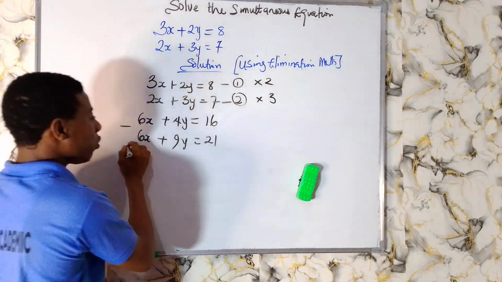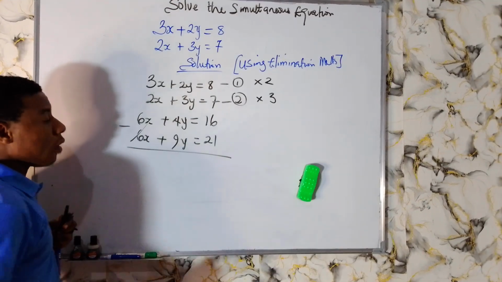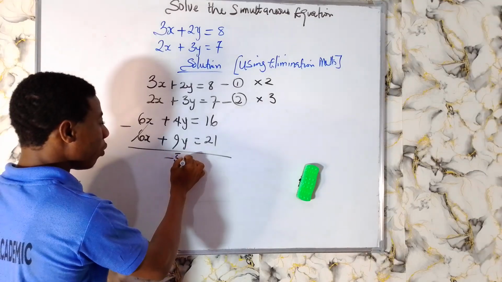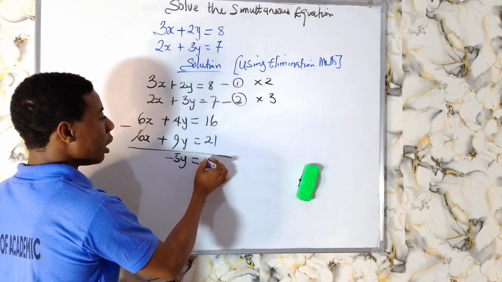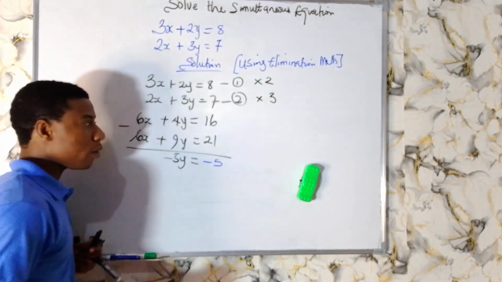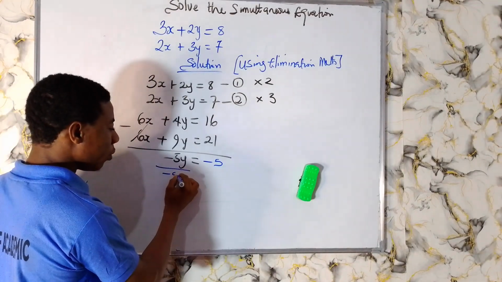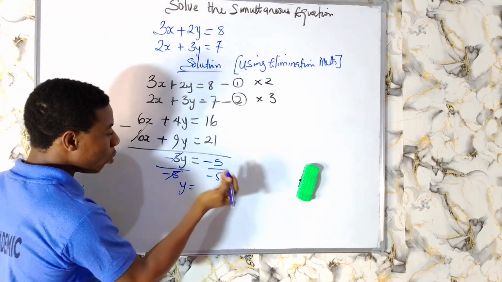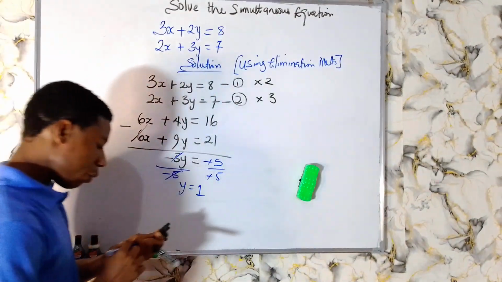If I subtract this from that, 6x minus 6x is 0. And 4y minus 9y will give me minus 5y, equal to 16 minus 21, which gives negative 5. So I'll divide both sides by negative 5. Negative 5 and negative 5 cancel, and y equals, remember, negative over negative is positive, 5 divided by 5 is 1. But we are not done.